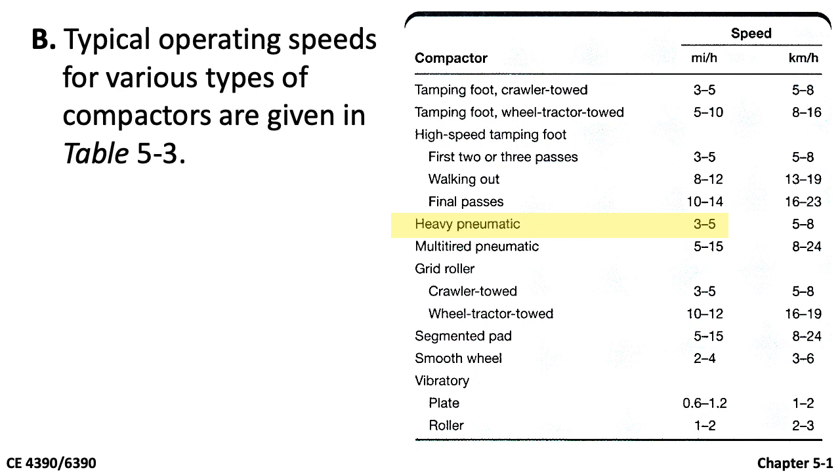The typical operating speeds for various types of compactors are given in Table 5.3 in your textbook. For example, the speed of heavy pneumatic compactors is ranging from 3 to 5 miles per hour.